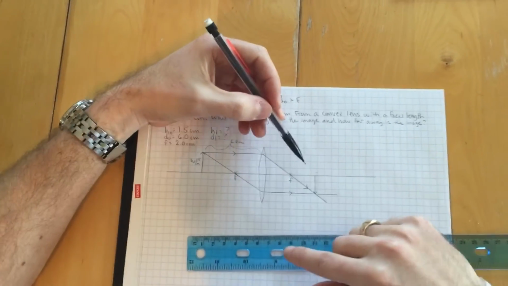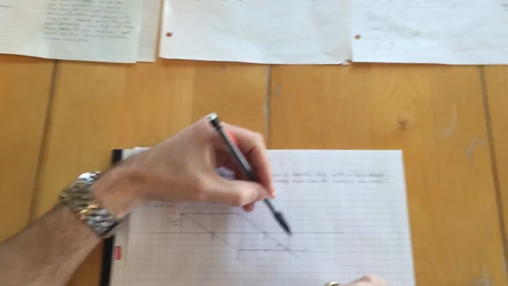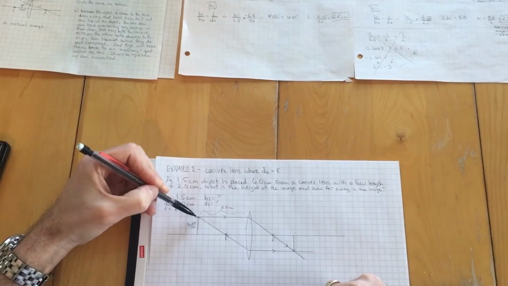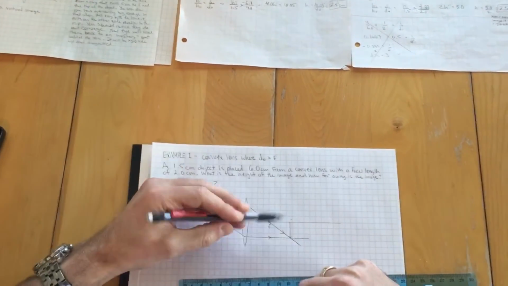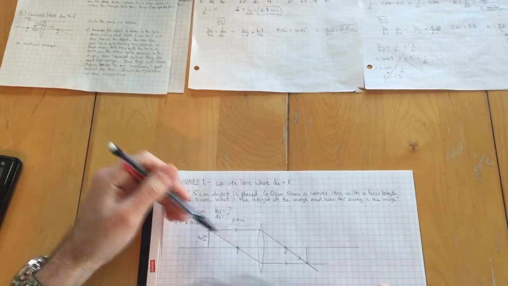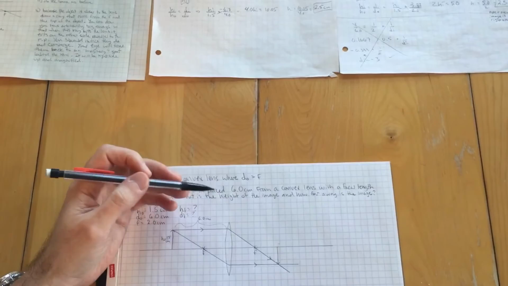So we can see here, just judging by this, that the height of the image is going to be slightly less than the height of the object if I drew this all relatively properly, but we'll see here. So let's do the math.